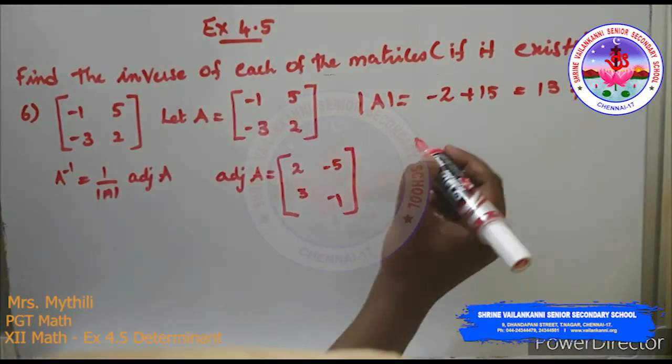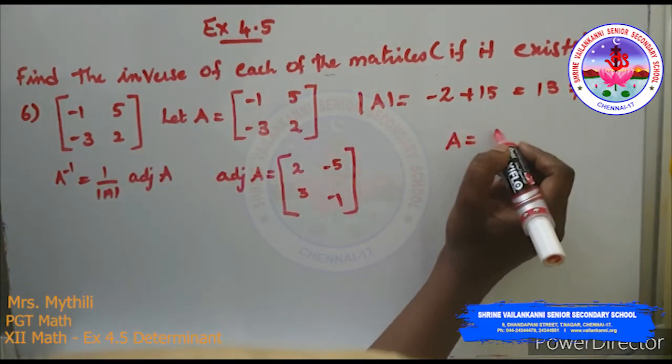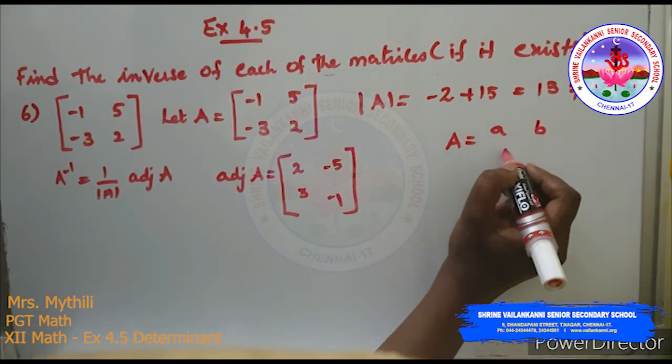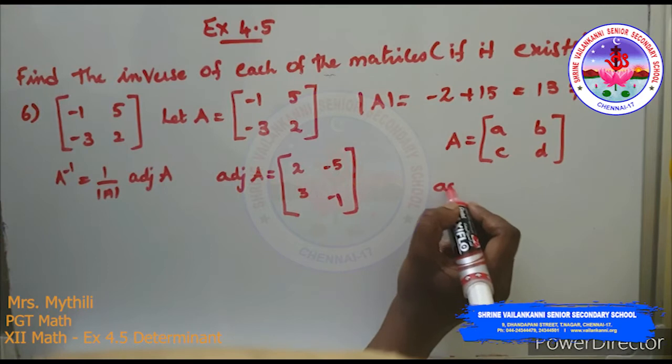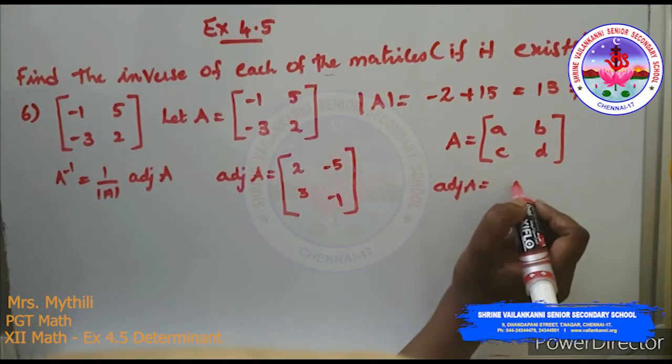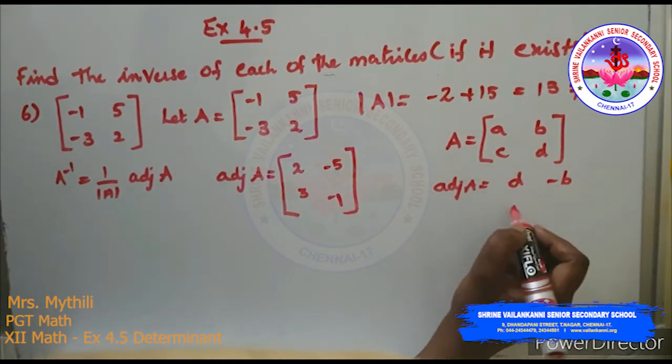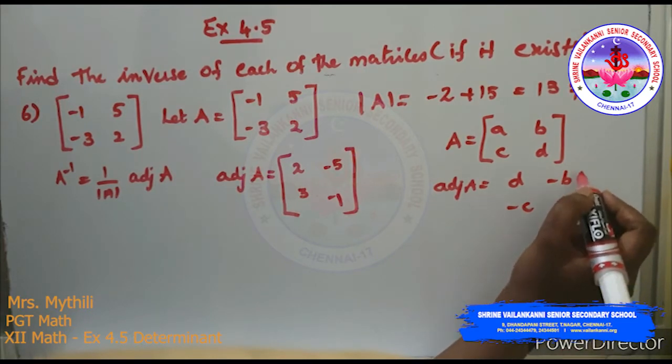We can find adjoint of A using another method also. A equals [A, B; C, D]. Then adjoint of A is [D, minus B; minus C, A].